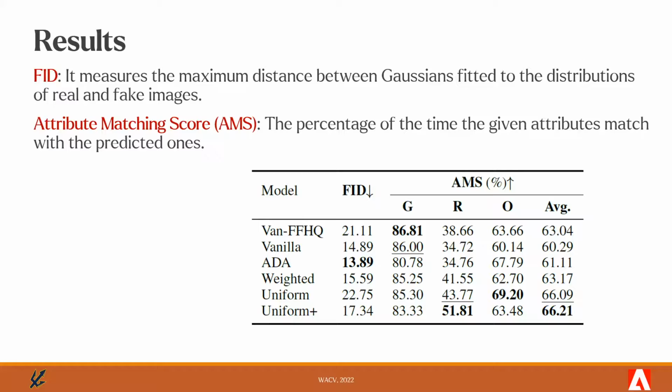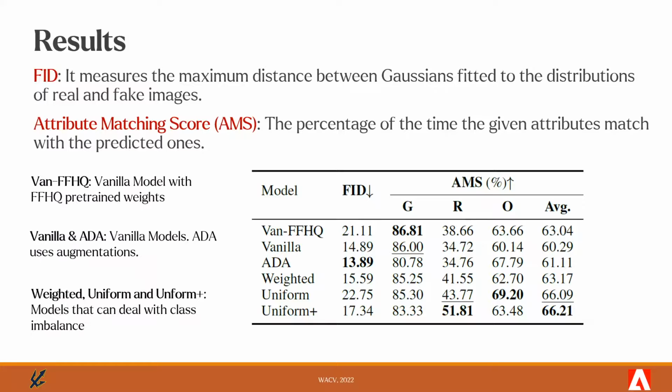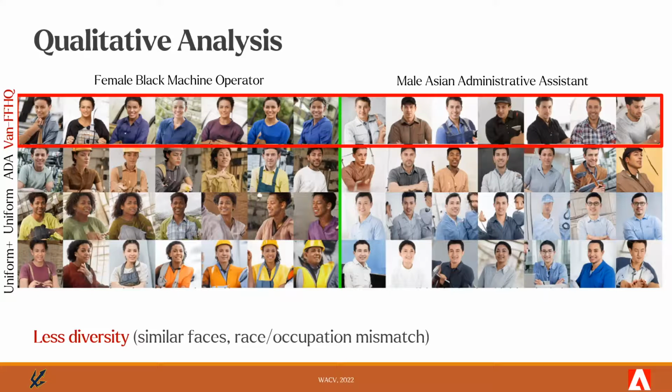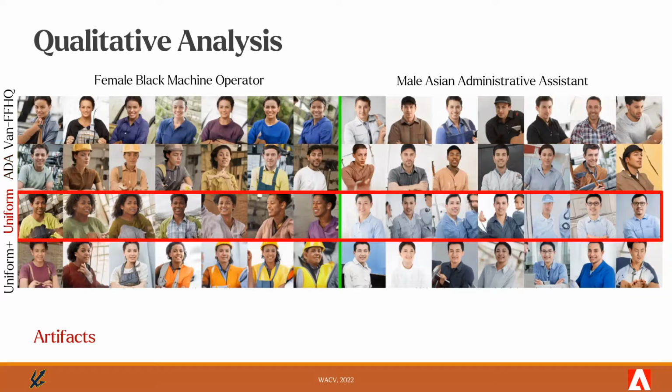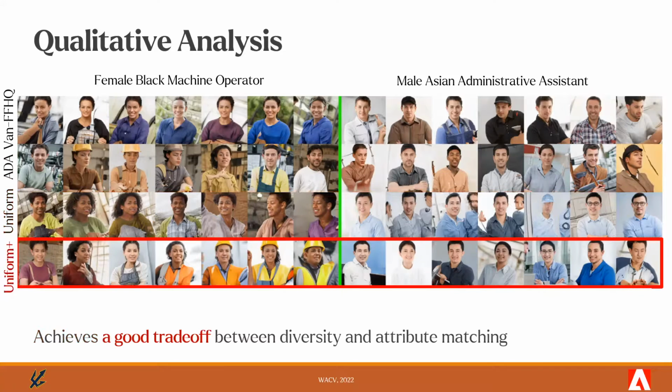For quantitative results, we report FID and attribute matching score, and you can see that our model does much better in comparison to others. This shows some qualitative examples. With respect to vanilla models, which are FFHQ and ADA, they both suffer from showing less diversity and or more gender and race mismatch. As I mentioned before, uniform suffers from artifacts, and our final model achieves a good trade-off.